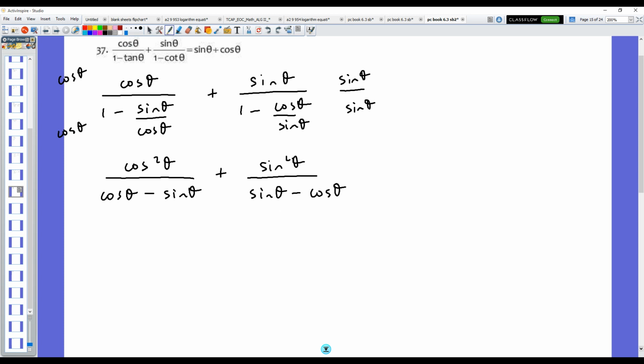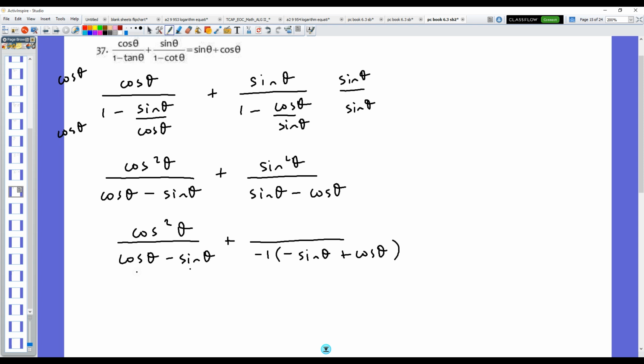All right, something about these two denominators, they're remarkably similar, but they are opposites of each other. Cosine take away sine is the opposite of sine take away cosine. So here's what I'm going to do. I'm going to keep the first one, and I'm going to factor out a -1 from the second one. So that makes that into a negative sine, which is what I have over here, and a positive cosine, which is what I have over here also.